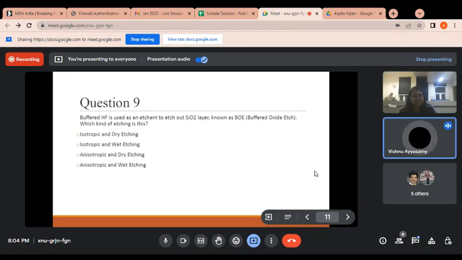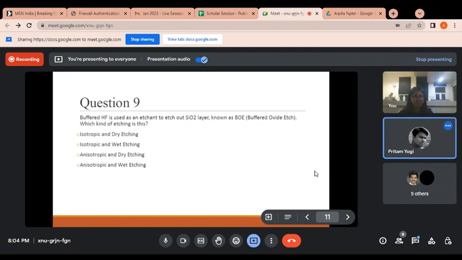Ma'am, wet etching means dipping that into a solution. Dry etching means using gas to etch. Gas or plasma type things, no? Yes, ma'am. And what is isotropic and anisotropic? When is it called isotropic and when is it called anisotropic? It's related to direction. I think anisotropic means it's etching in one particular direction, and in isotropic it's etching throughout all sides.